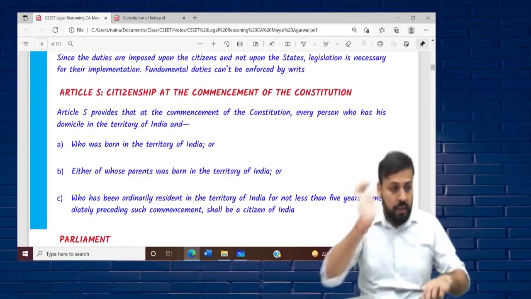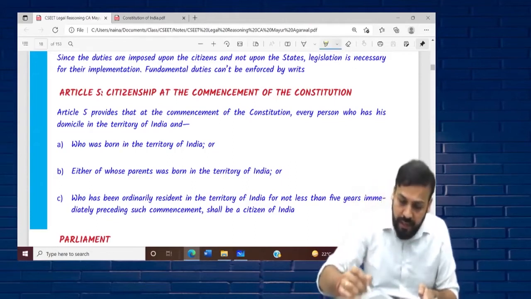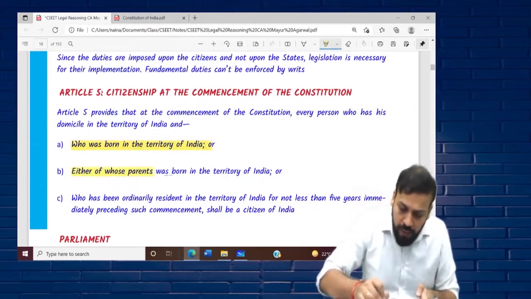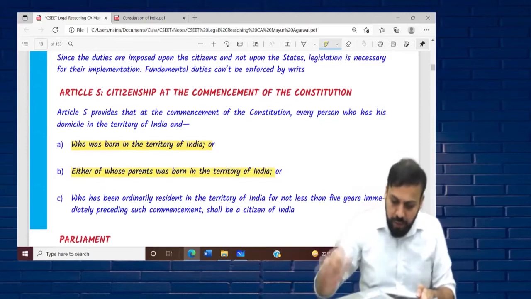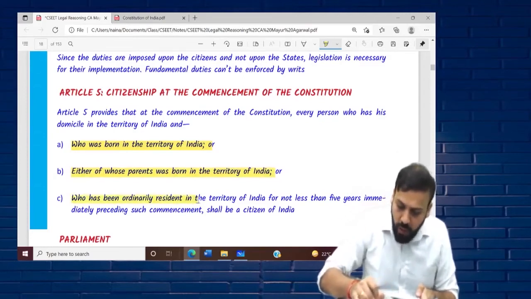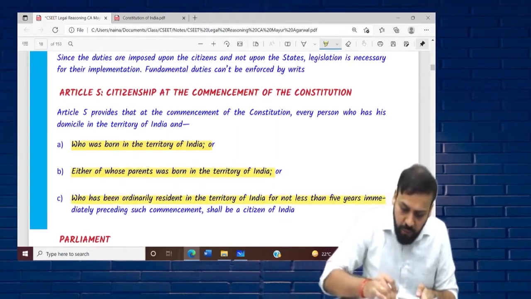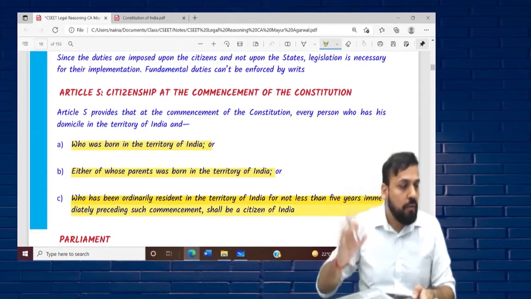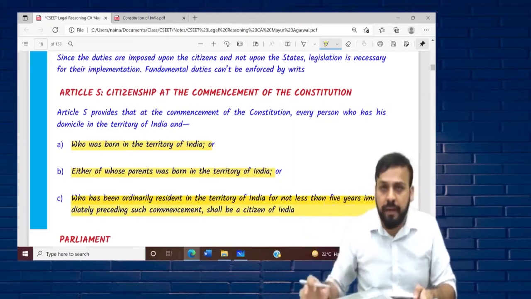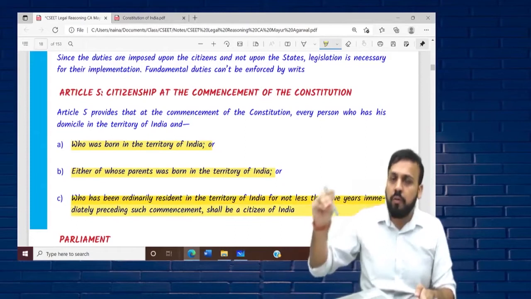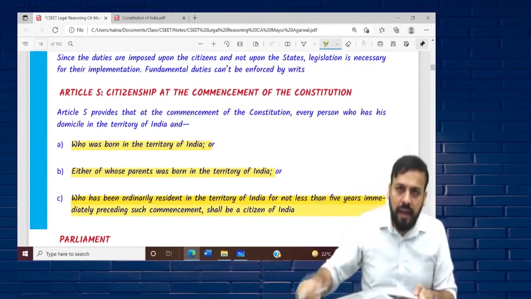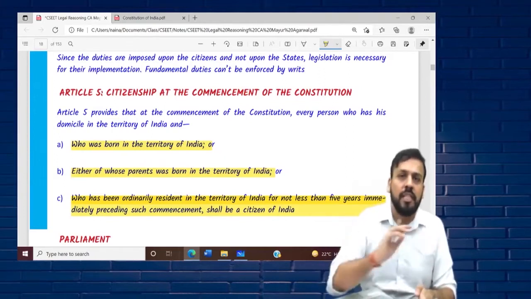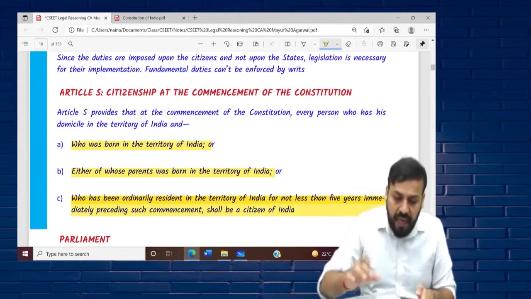Very, very clear, guys. So understand here. The first thing is that whoever was born in the territory of India, or either of whose parents were born in the territory of India, or who has been ordinarily resident for not less than 5 years preceding the commencement of the Constitution, will be considered a citizen of India. Who are born in India, whose parents were born in the territory of India, and who came into India and stayed for a minimum of 5 years before the commencement of the Constitution, will be considered citizens.